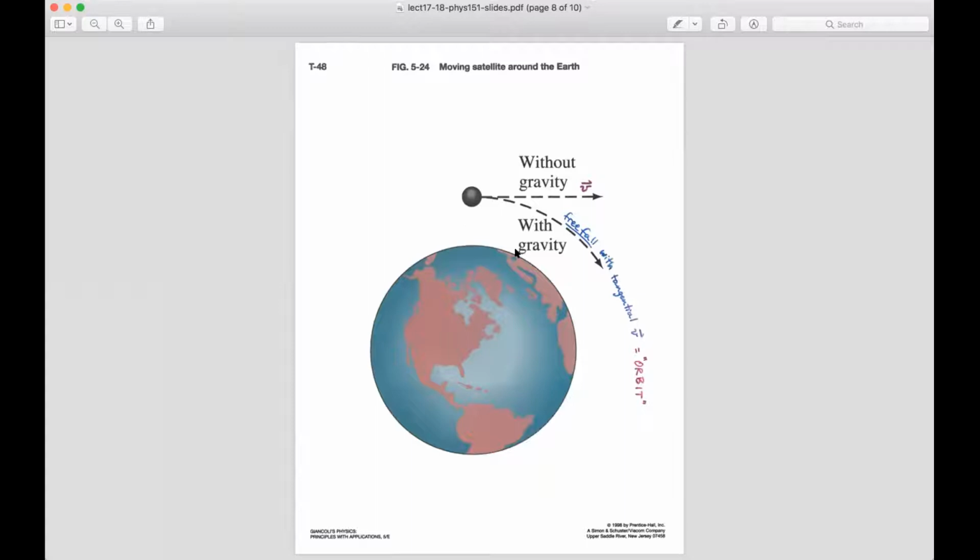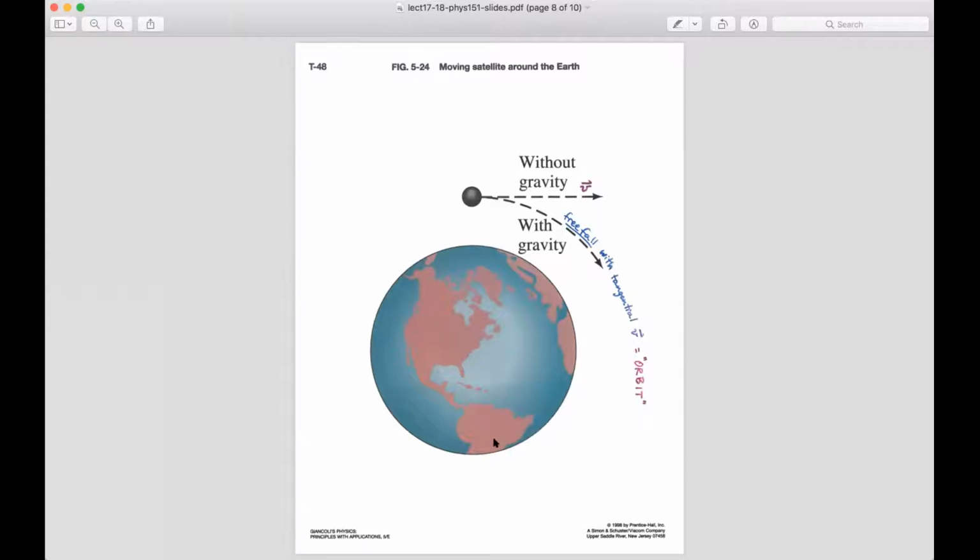In fact, based on the size of the curvature of the Earth, an object would have to go about 5 miles or 8 kilometers every second so that the amount it falls vertically matches the amount by which the Earth curves down. So that's about 8 kilometers per second, or 5 miles per second, which is about 18,000 miles an hour. If you reach that speed, then as you move sideways, you're falling toward the surface of the Earth forever. You're always falling toward the Earth as you move sideways.